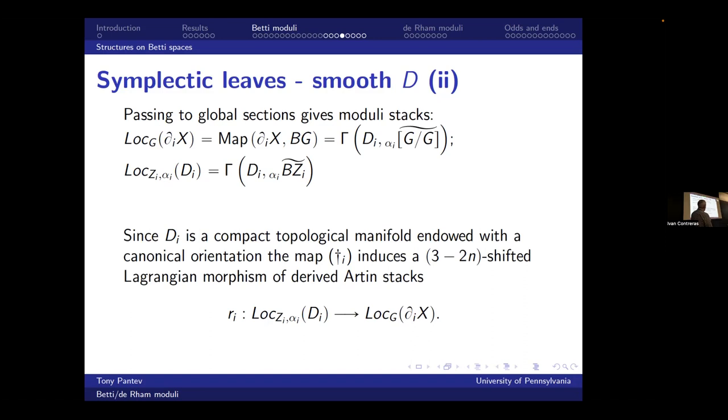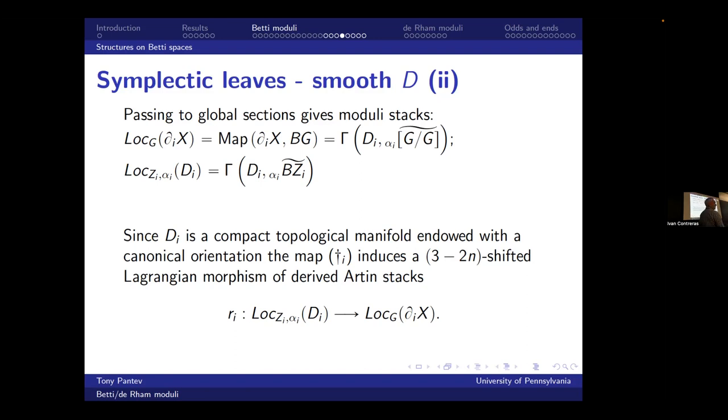Of course, you need to know that the moduli of alpha I twisted local G local systems on the circle bundle with alpha I twisted monodromy actually exist. So you need to know that that's not empty. So that's actually a condition on the alpha I and on the group G that you can write, but there are many cases in which you can prove it's not empty. And then you get a Lagrangian, you can intersect with it, you get the symplectic leaf.